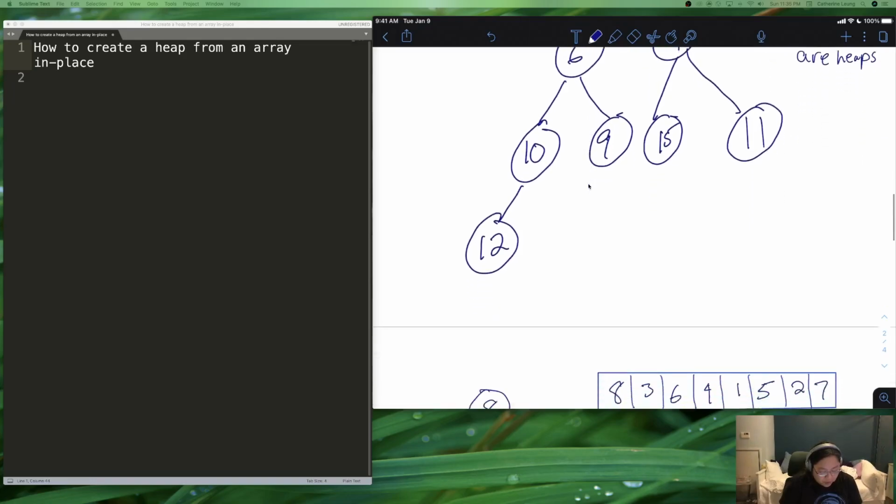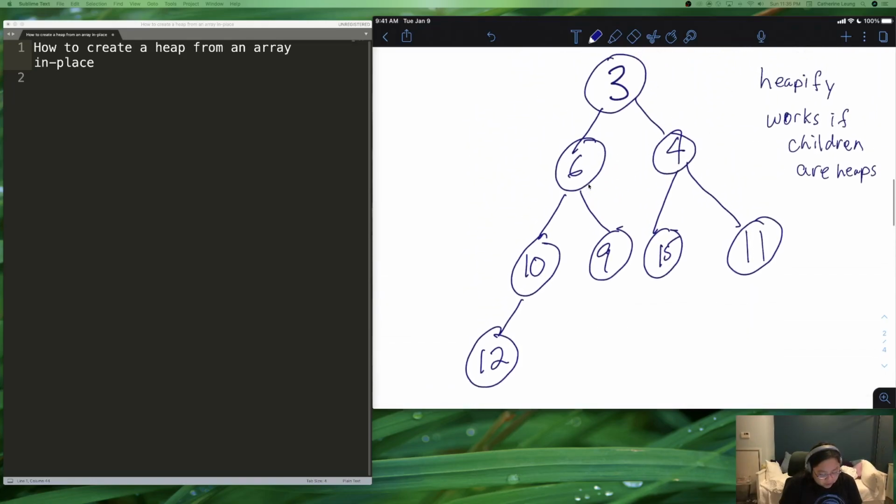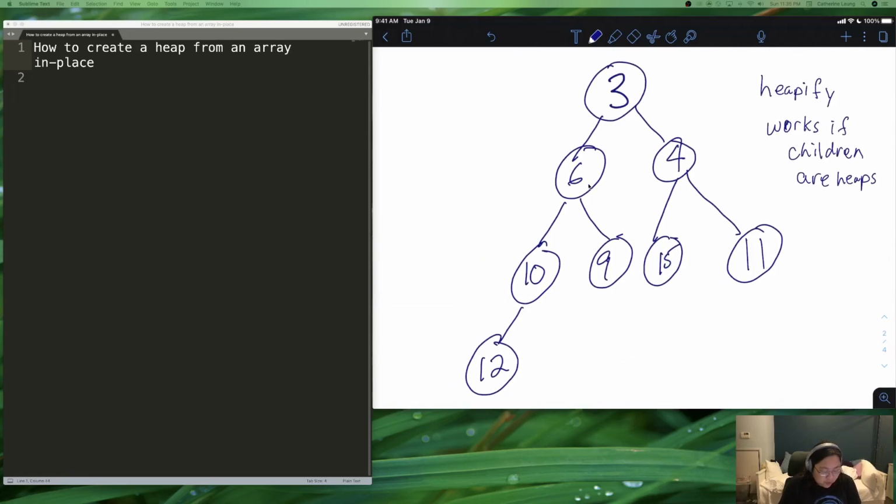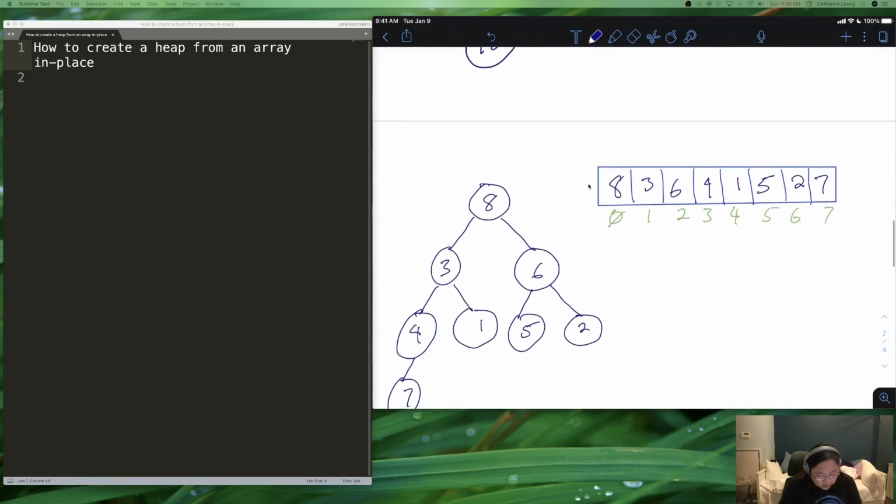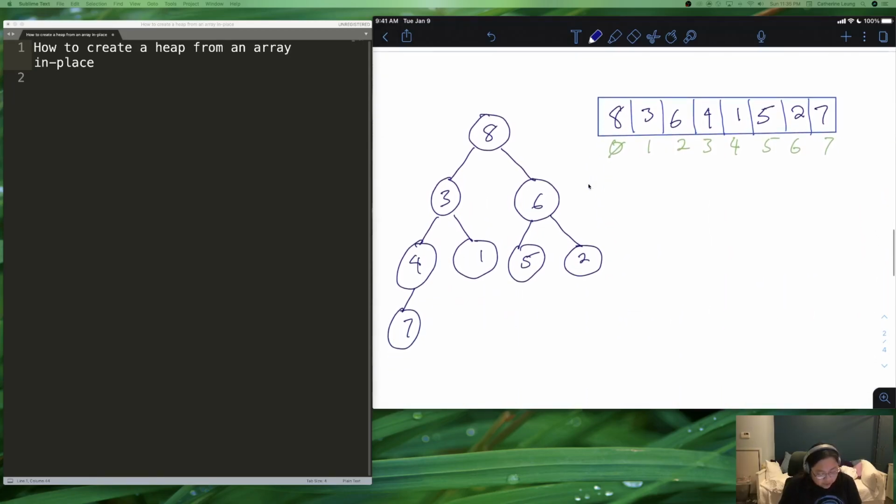So why do I want to know this? Like, why do I want to do this? Well, it turns out that if you have an array of values, you can turn it into a heap by effectively reapplying this function over and over again.